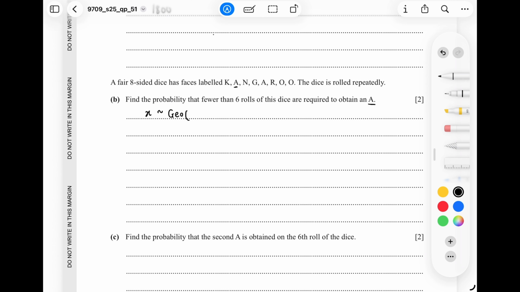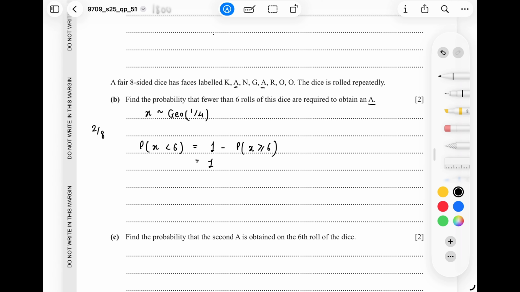So we have 2 A's and they're 8-sided. So obviously that's 2 over 8, which is 1 over 4. That's the probability. Okay, fewer than 6 rolls. So that's P of X is less than 6. Whenever we have less than 6, we just rewrite it. So we have 1 minus P of X is greater than or equal to 6, because if it's not less than 6, it's 1 minus greater than or equal to 6, right?